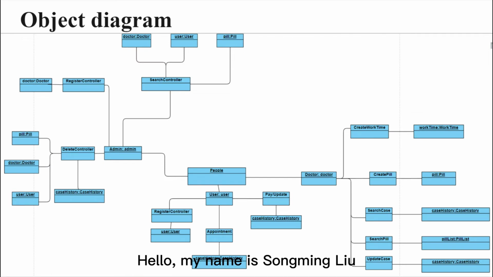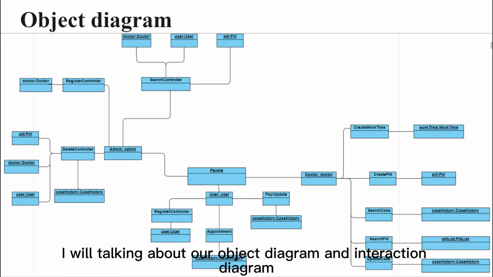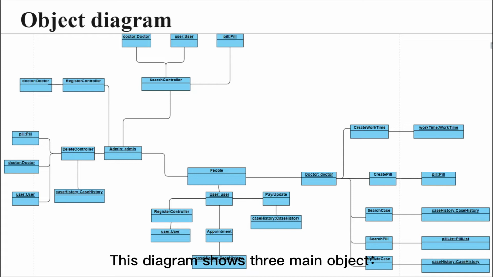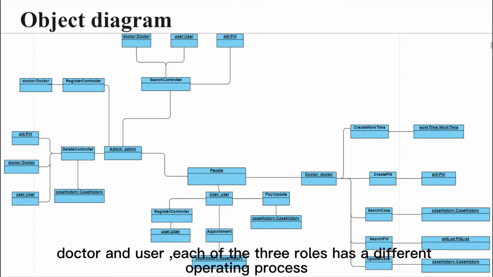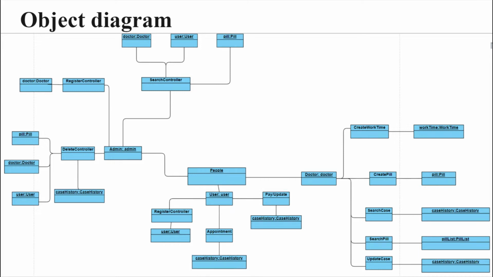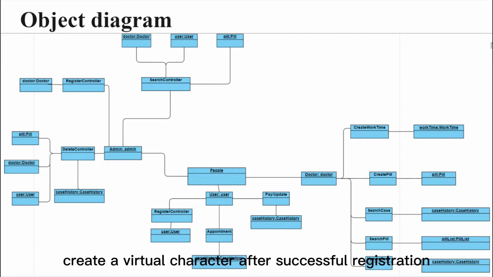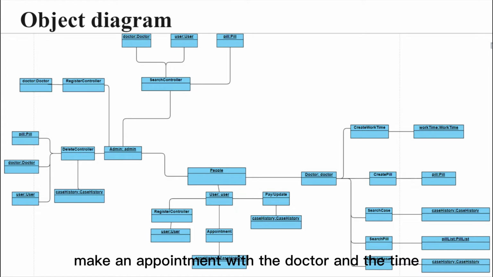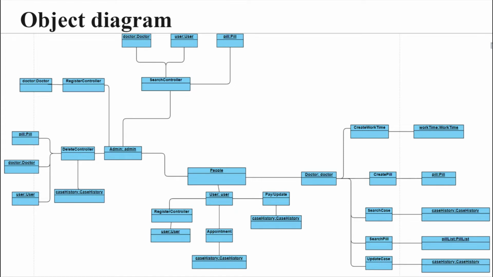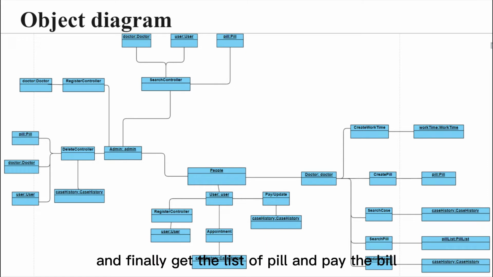Hello, my name is Songming Liu. I will be talking about our object diagram and the interaction diagram. This diagram shows three main objects: admin, doctor, and user. Each of the three roles has a different operation process. The main purpose of the user is to register an account, create a virtual character after successful registration, make an appointment with the doctor and the time, conduct consultation, and finally get the list of bills and pay the bill.